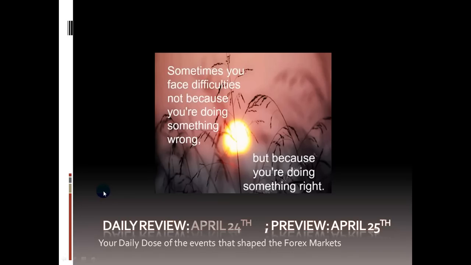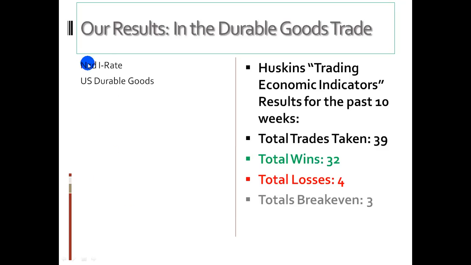Today I'm going to do something very unique. I'm going to share with you my trading philosophy when I'm actually going to enter into a trade. This we'll do via the New Zealand interest rate trade. Let me pull that up really quick.